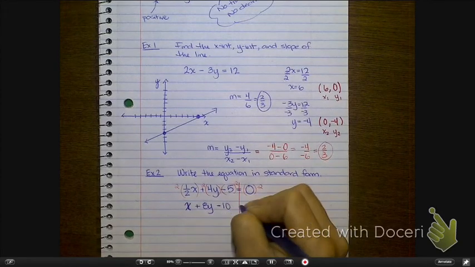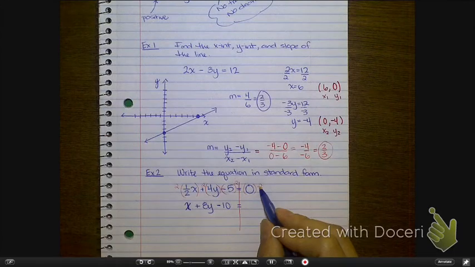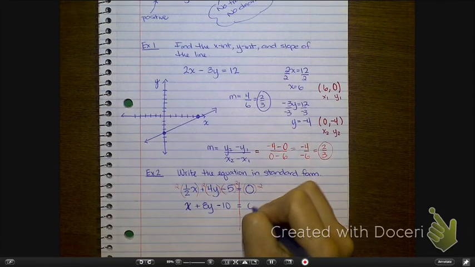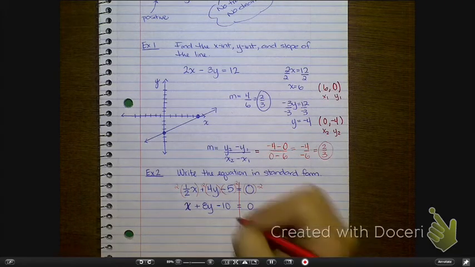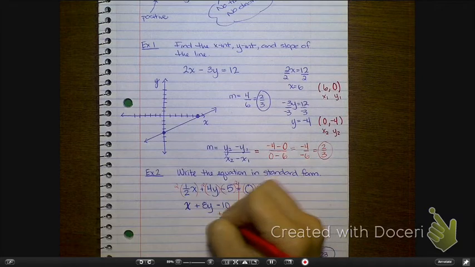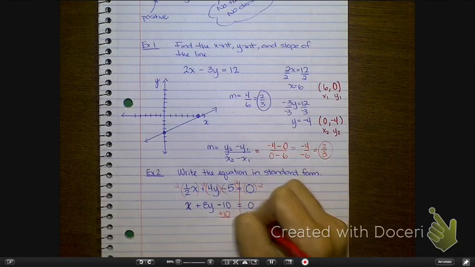-10. Okay. What happens for 2 times 0? Okay. All right, so since we now got rid of that fraction, what's still wrong with this equation? Why is it not in standard form? The -10. Okay, so what am I going to do to move this over? Addition. Yeah, opposite. Add it, right? So everyone go ahead and add 10 to both sides.